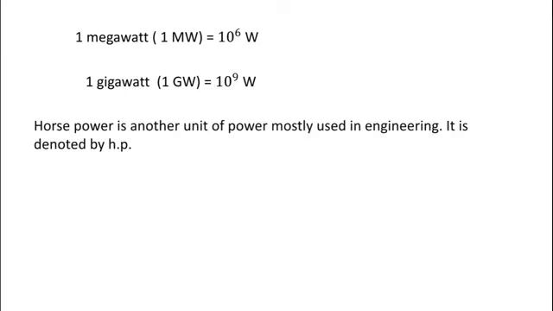And one most important unit of power is horsepower. Horsepower is another unit of power which is mostly used in engineering. It is denoted by HP. And 1 horsepower is equal to 746 watt. So we can write 1 horsepower equals 746 watts, or 1 HP equals 746 watt. So these are some special units of power which you should remember.